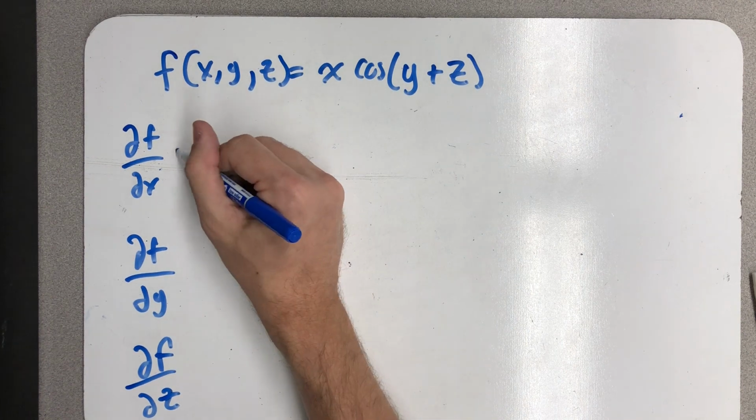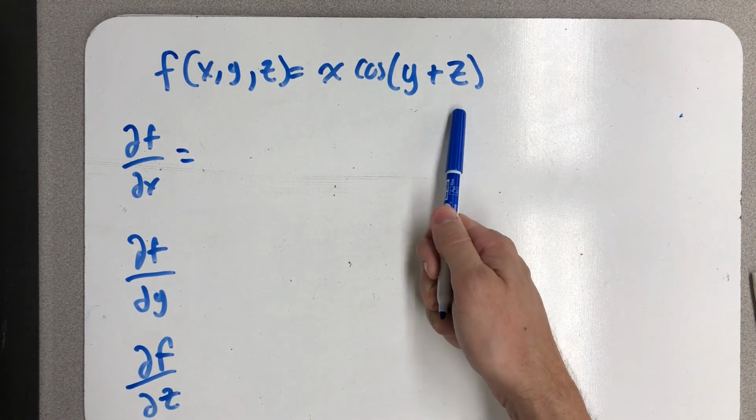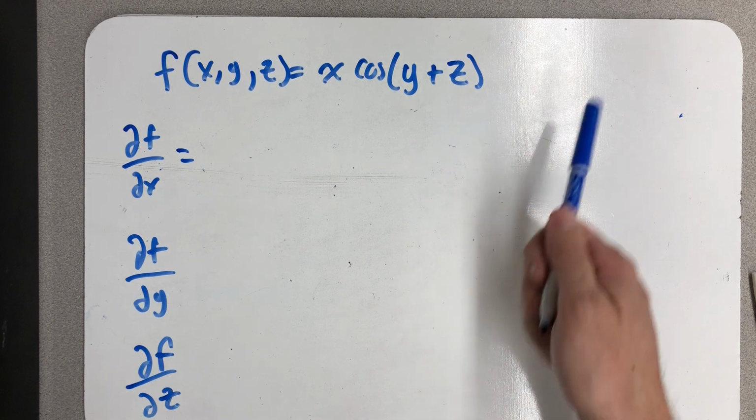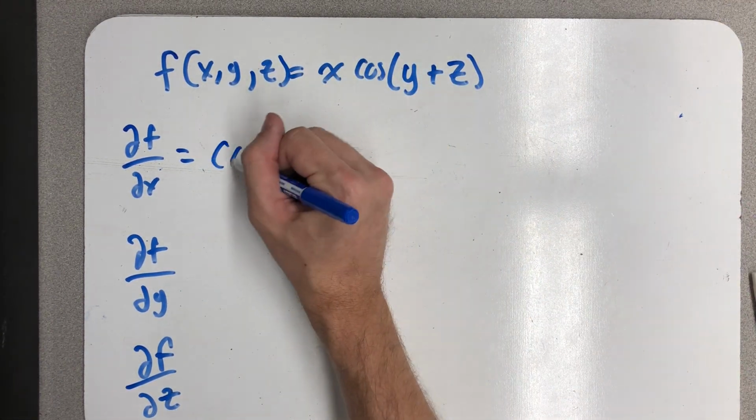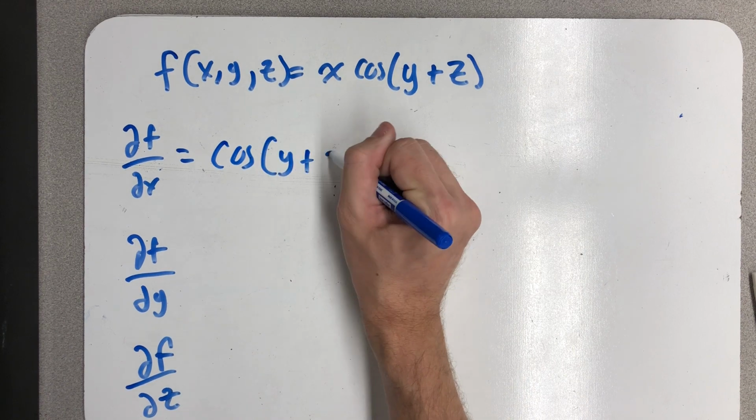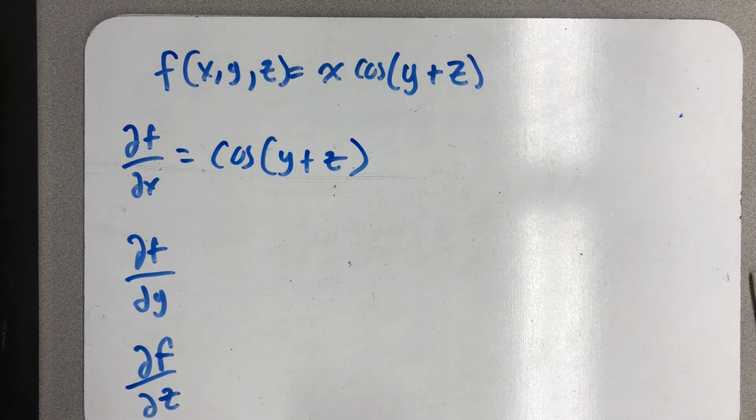Okay. x is my variable, y and z are constants, so y plus z is a constant, cosine of a constant is a constant. The derivative of x times a constant is that constant. That's like taking the derivative of a line. The partial with respect to x is cosine of y plus z.